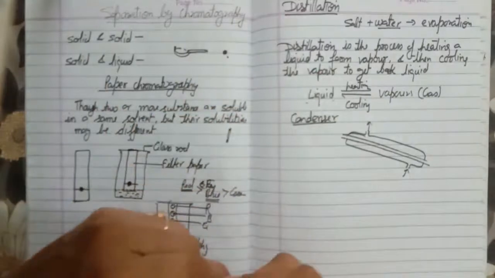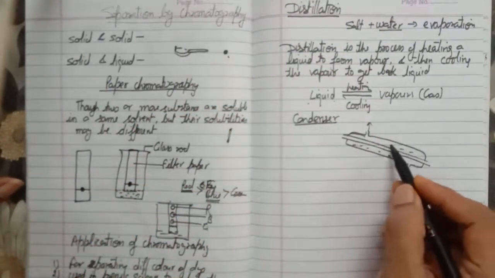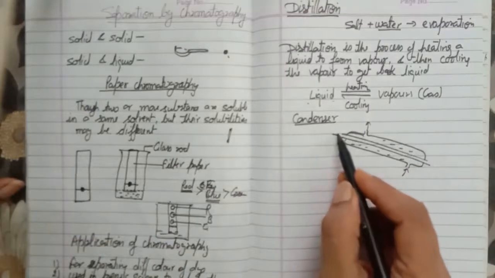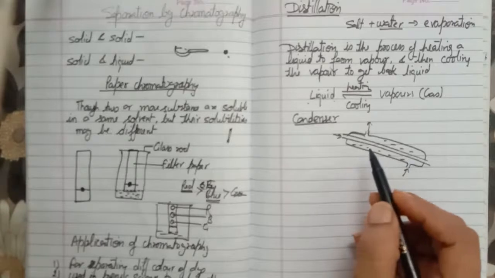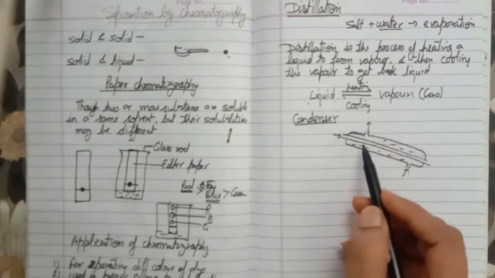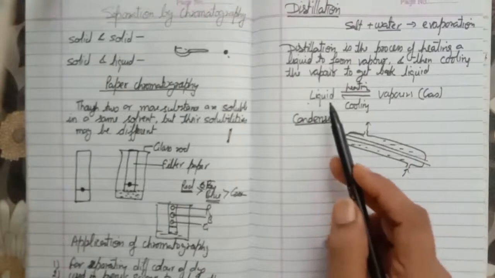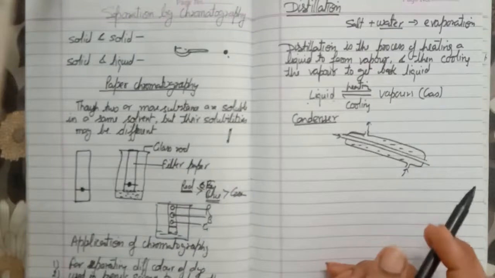So when we pass water through this outer jacket, what happens? The vapors which are coming into this hollow tube get condensed, so that we can get the liquid back from the vapors by using this condenser. So this is a condenser.